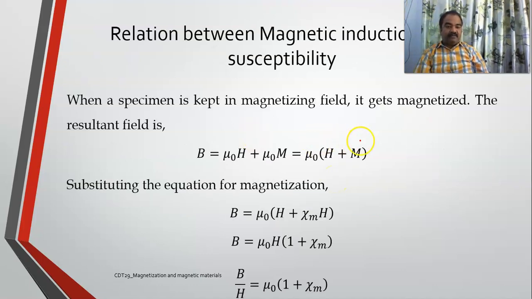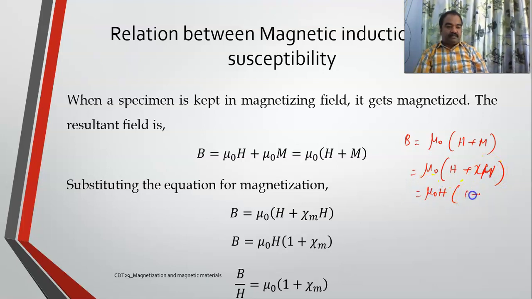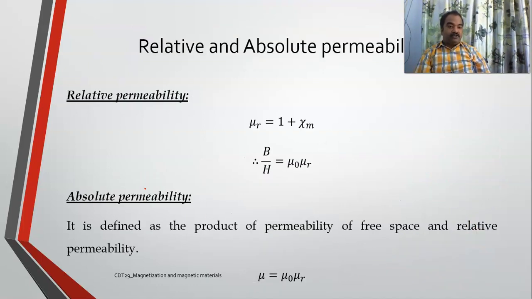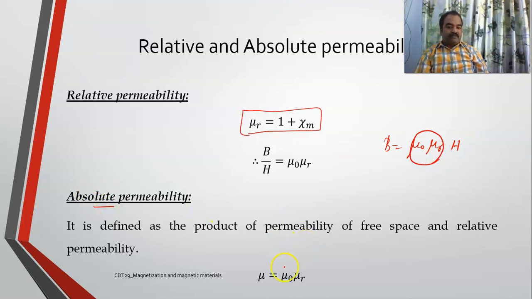Now, we will try to substitute the same. This is our earlier expression, B is equal to mu naught into H plus M. We know that M can be replaced with psi H. If I take H common, I get 1 plus psi. This term is referred to as relative permeability, mu r. So the relation between relative permeability of a material and the susceptibility is given by mu r is equal to 1 plus psi. Now B is equal to mu naught mu r H, and this complete term, mu naught mu r, is called absolute permeability, the product of the permeability of free space and the relative permeability.